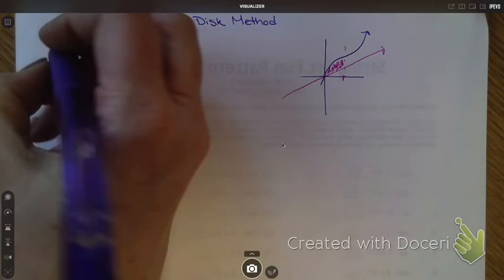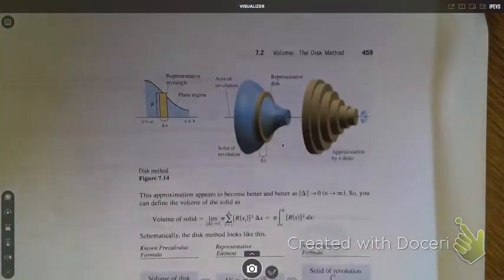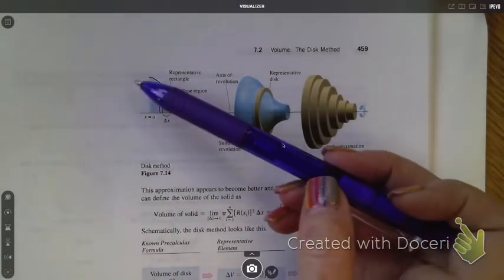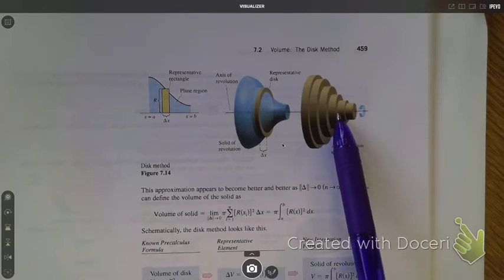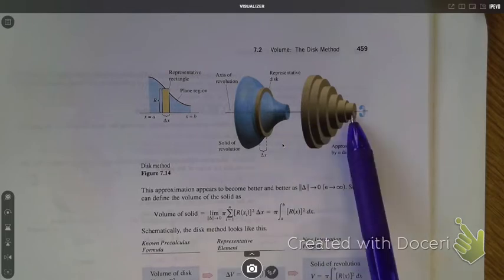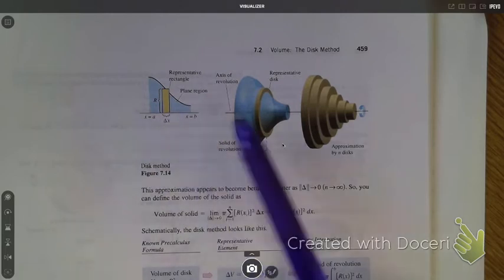Okay, so I'm just going to jump to it. I'll show you their pictures before we go on. The disk method breaks this up because it comes down and gets smaller. So we have a change. We have this disk and this and this and this. So we have the sum, which changes into an integral, right? So that's the process of getting to where we are.